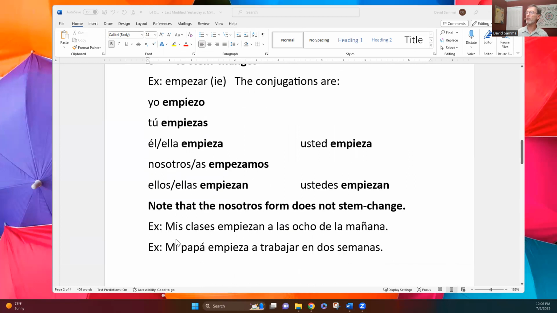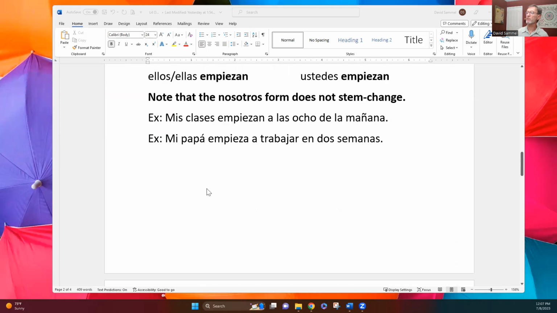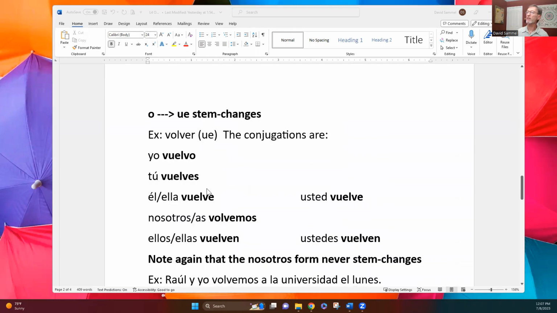And here's a couple of examples. Mis clases empiezan a las 8 de la mañana, and mi papá empieza a trabajar en 2 semanas. Note that the verb empezar is almost always followed by the preposition a. Okay, you put it in after you conjugate this verb, you put in the little preposition a. So there is an IE stem changing verb for you. Let's scoot on down. There's another kind of stem changing verb, and it's where an O in the stem changes to a UE.